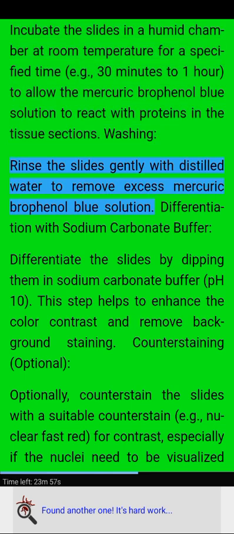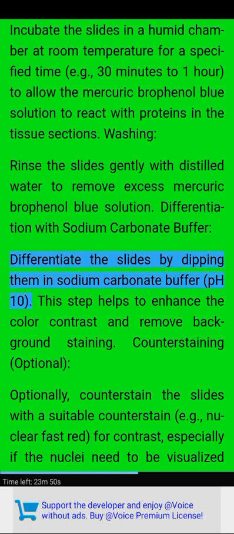Washing. Rinse the slides gently with distilled water to remove excess mercuric bromophenol blue solution. Differentiation with sodium carbonate buffer. Differentiate the slides by dipping them in sodium carbonate buffer, pH 10. This step helps to enhance the color contrast and remove background staining.